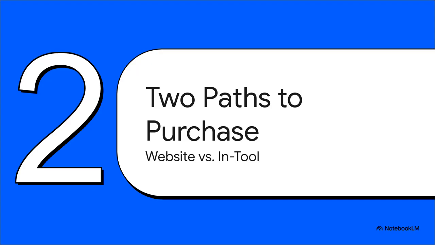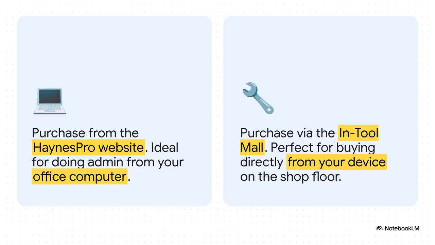All right, so let's say you're interested. How do you actually get your hands on it? The good news is you've got a couple of options. There are two really straightforward ways to buy it, either from a computer on the HaynesPro website, or you can do it directly from your diagnostic tool itself. Let's quickly compare these two. Buying from the website is awesome if you prefer to handle that kind of stuff from your office computer or your desktop. But if you want to get it done right there in the bay while you're standing in front of the car, then the in-tool module is super convenient. It really just boils down to whatever works best for your flow.